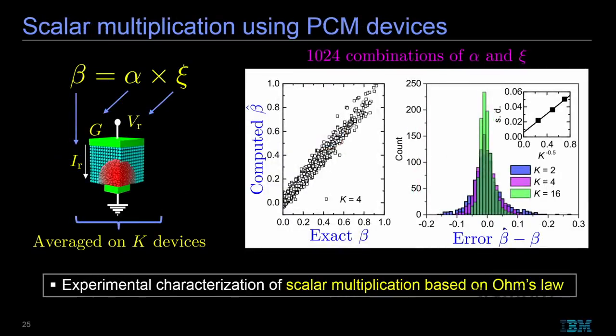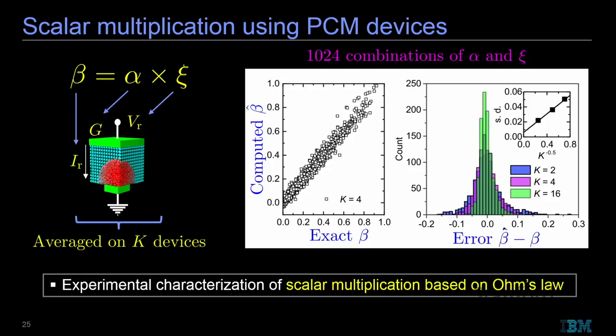And once you have this desired conductance value achieved through this iterative scheme, then you can perform scalar multiplication. This is just an illustration of Ohm's law, again experimental. So what you do, you want to perform beta equals alpha times C. You map the alpha value to the conductance value, program the device through the iterative scheme, go there in a precise manner, and then you map your read voltage proportional to the C value here, and then you just read back the current, and that would be an estimate of your beta, correct?